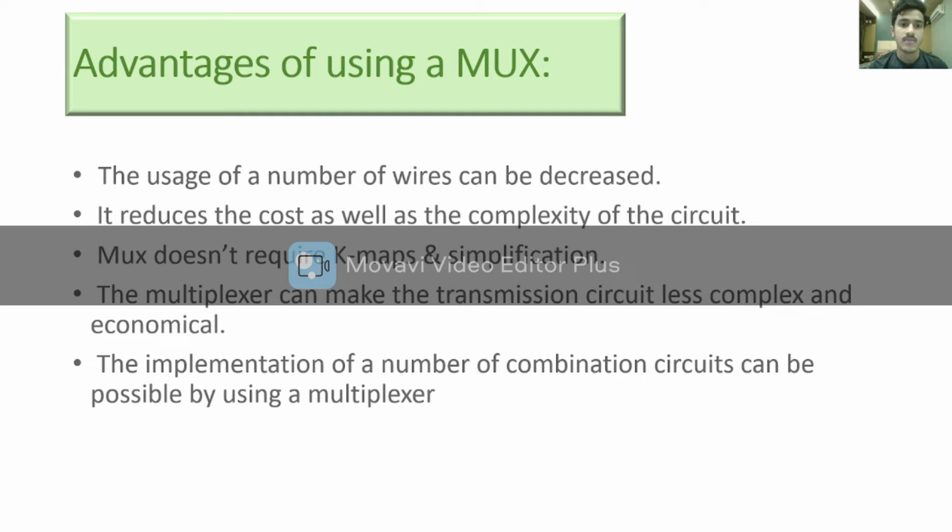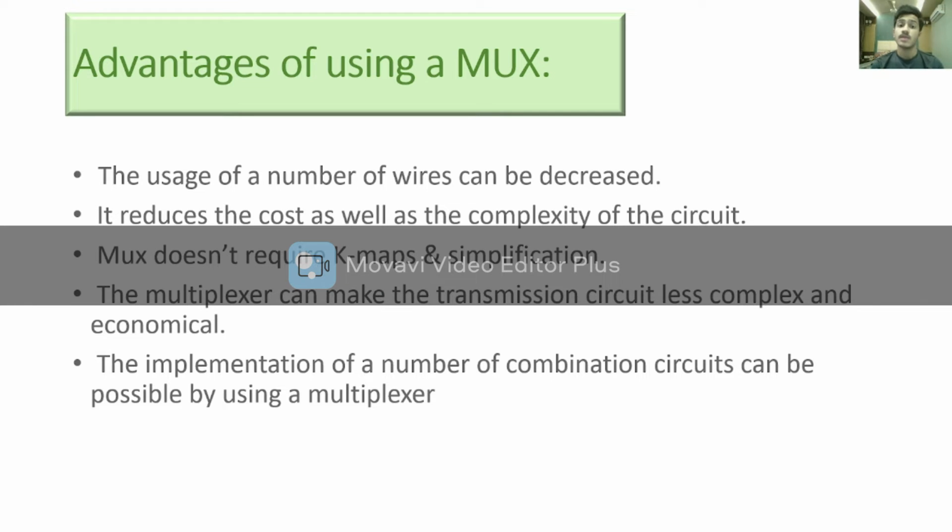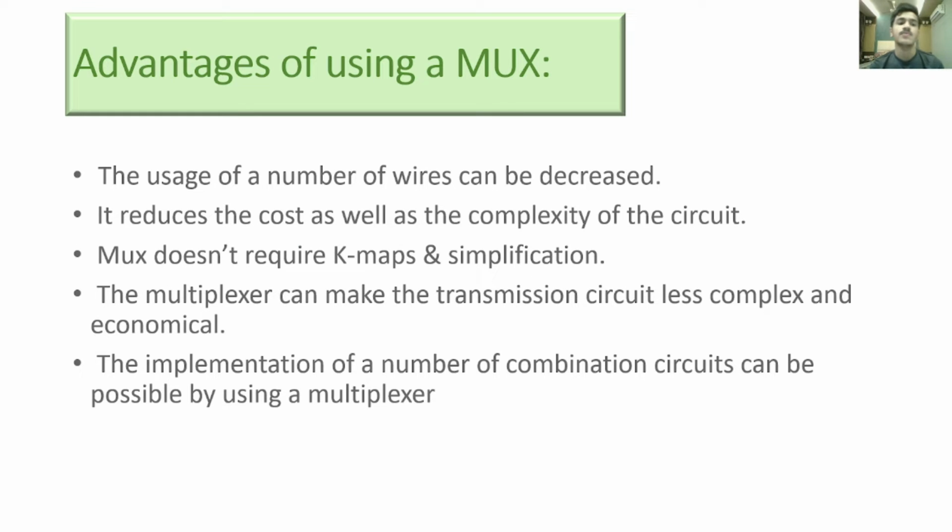Advantages. As I said, a MUX does not require any K-maps or simplification. It directly writes the truth table and reduces it by considering pairs and implementing it. The number of wires used can be decreased. It reduces the cost and complexity of the circuit. It can make transmission circuits less complex and economical. The implementation of a number of combinational circuits is possible by using a multiplexer.